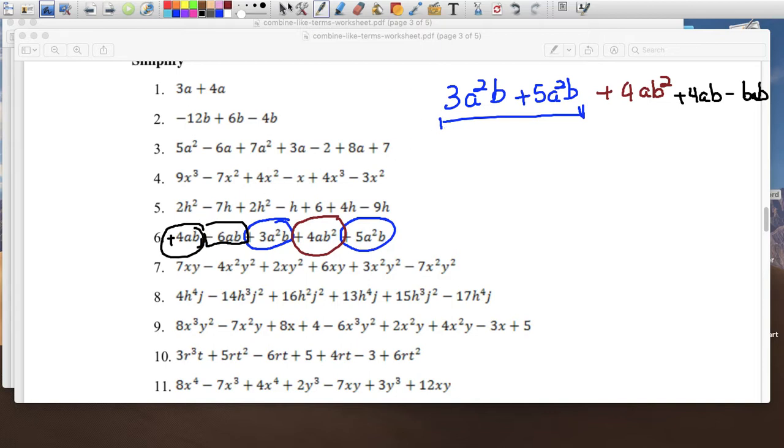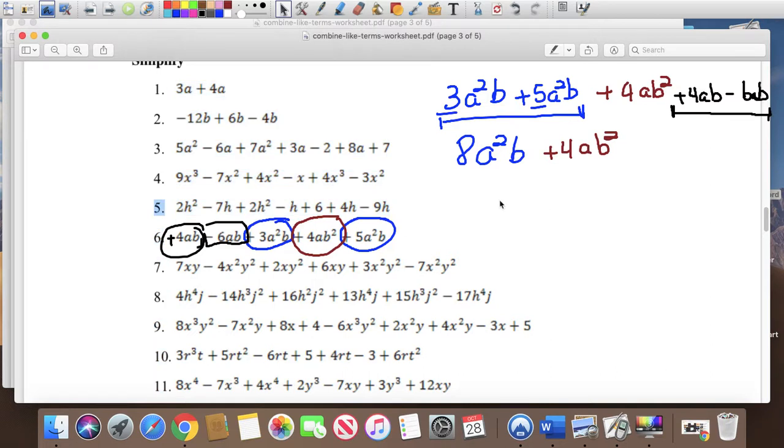So let's combine the terms. In blue, this is easy. So it's going to be something a squared b. It's positive 3, positive 5, and that's just an 8. In red, there's nothing to do because that's just one single guy there. And then in black, remember, it starts here, goes all the way here. So it's 4.